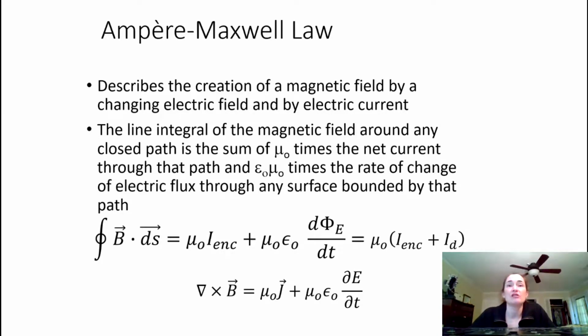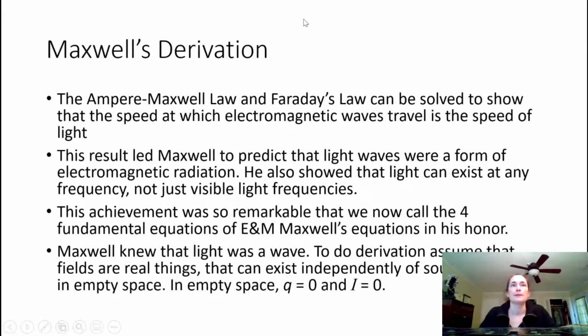So if you were to put all of that in terms of its differential form, then the Ampere-Maxwell law would read as del cross B is equal to mu naught J plus mu naught epsilon naught partial E with respect to t. So you can see from this equation that currents cause magnetic fields, but so do changing electric fields.